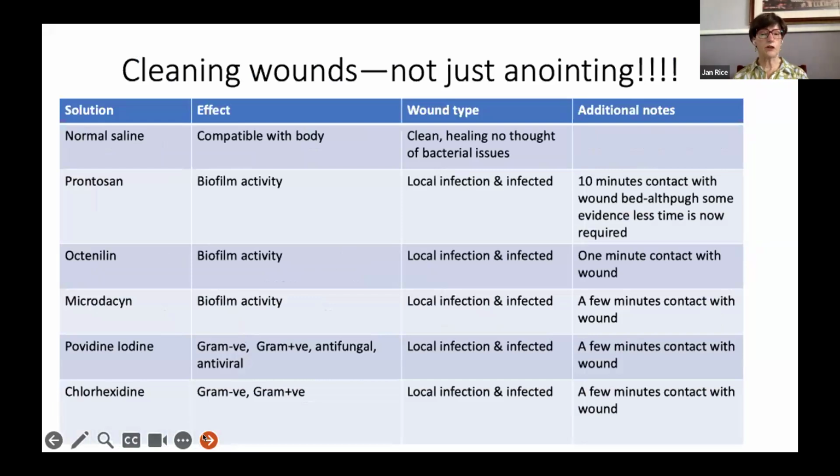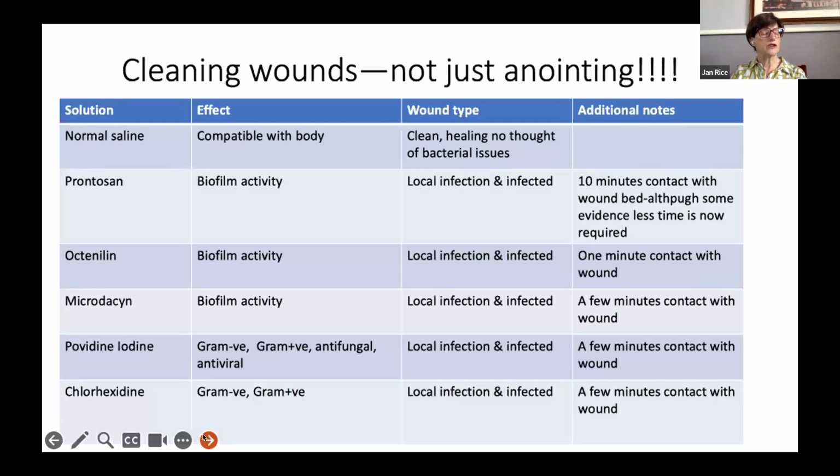Prontosan's been around for a long time and certainly has biofilm activity in some papers, and yet in other papers they've been quite critical of it. But it's been around for a long time, so you all know that. One of the papers that I did read said that it needed to be on for a minimum of 15 minutes, whereas the company is now saying they have evidence that you don't need to leave it on that long.